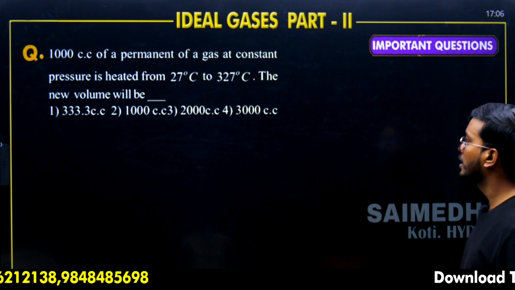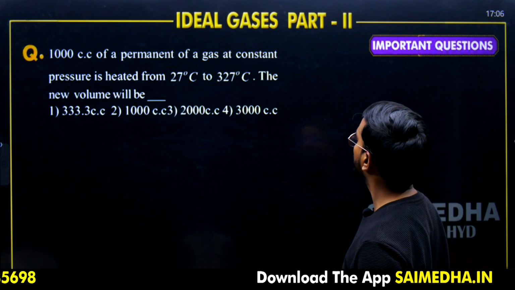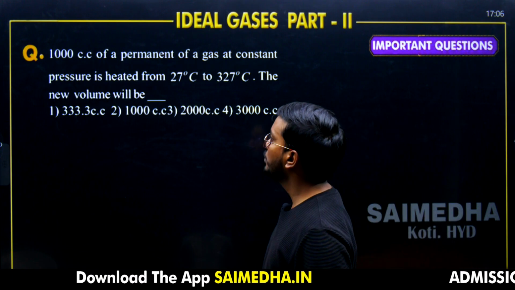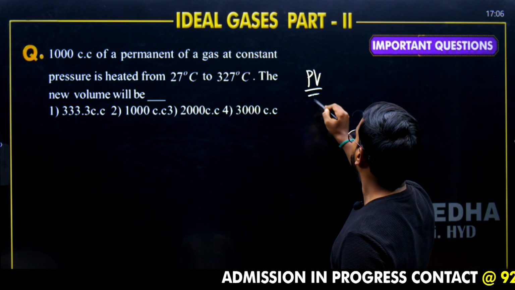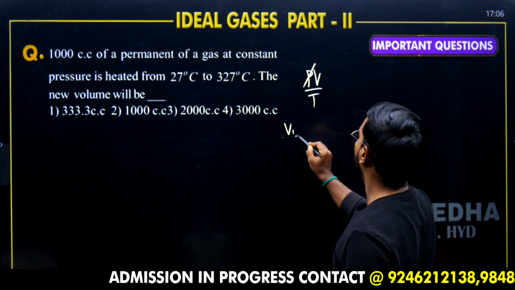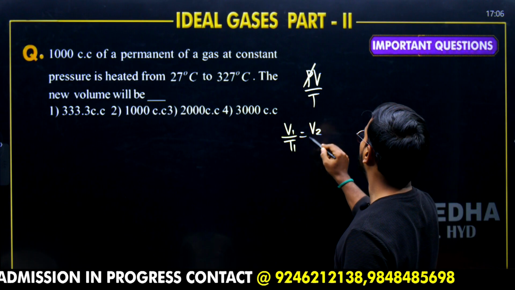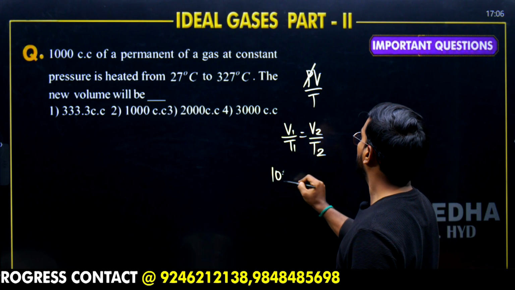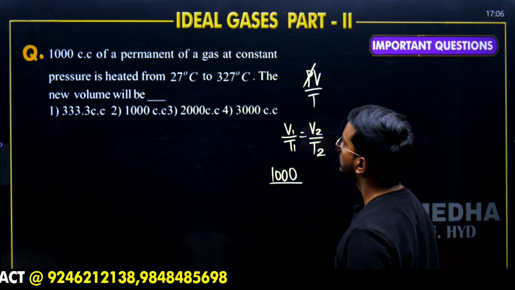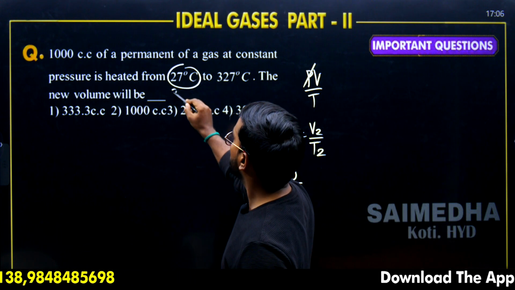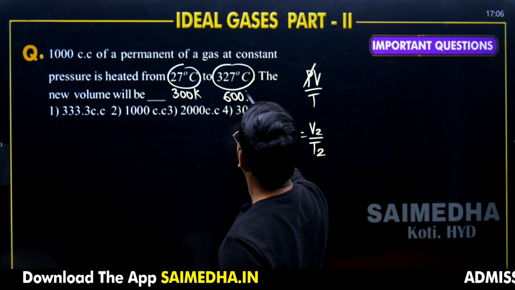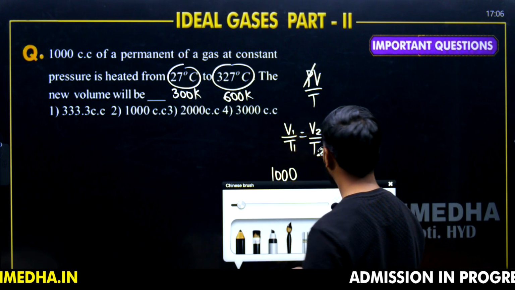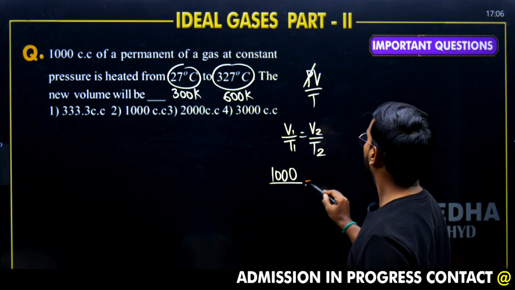The next question, and the last final question for these important ideal gas bits: volume is given as 100 cc at constant pressure. In PV by T, if pressure is remaining constant, the formula is V1 by T1 is equal to V2 divided by T2. V1 is given as 1000, T1 is given as 27 plus 273, this is 300 Kelvin. 327, this is 600 Kelvin. Then what will it become now?